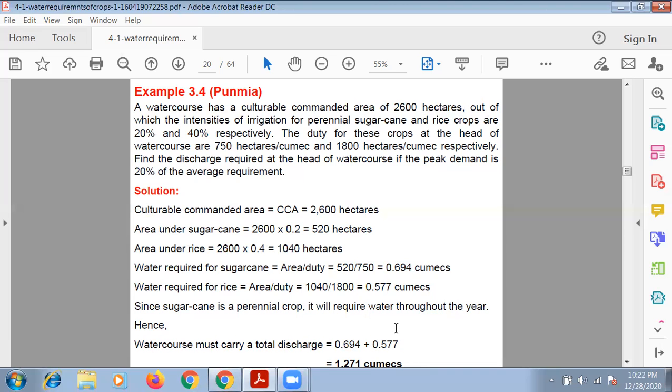Okay, these problems will be asked for 6 to 8 marks. So it is simple. You have to first calculate the culturable command area, then the area of the given crops, followed by the water requirement.